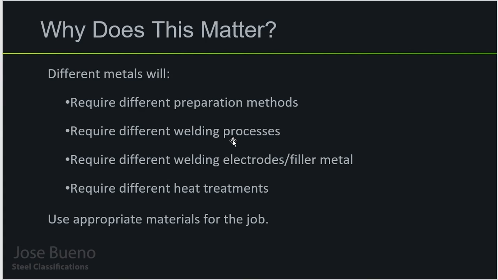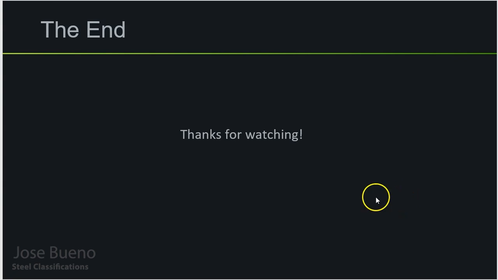So why does all this information matter? Again, remember, working with different material is going to change how we prepare a material. It's going to change how we weld the material, what we weld it with. Some metals will require heat treatments. And we always want to make sure that we're using the right materials for the job. Otherwise, we could be risking injury to others, damage to equipment or materials, things of that nature. So we always want to make sure that we're doing the right thing and that we're working with the right stuff. And that's it. Thank you for watching.